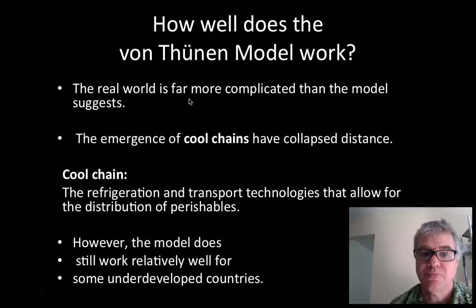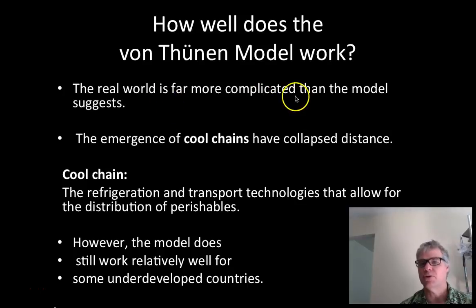Of course, these days, in terms of how well this model works, the real world is more complicated than the model suggests, and also the emergence of cool chains has collapsed distance. In other words, we can make milk further away because we can keep it cool. Cool chain just means the ability to transport something and keep it cold the whole time. So it's refrigerated transport, which has really changed the geography of where you can actually make these products.